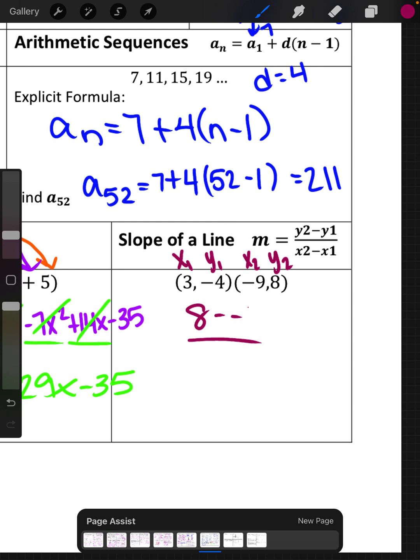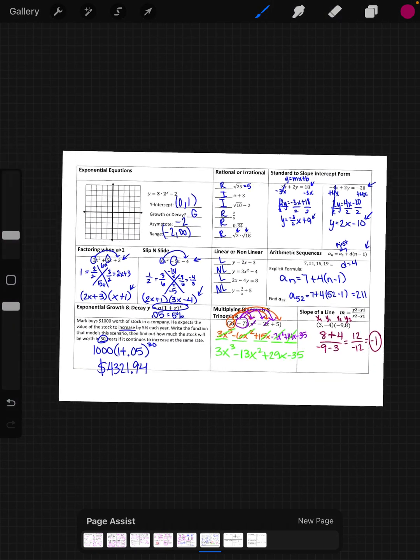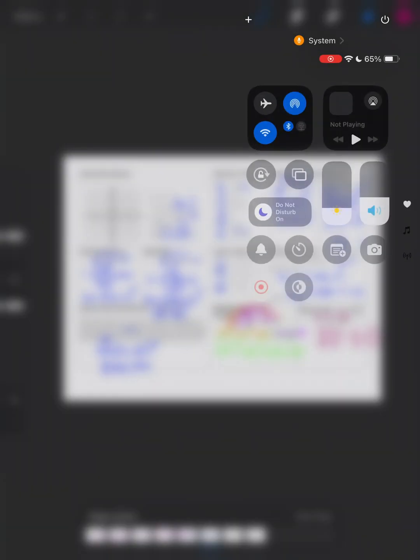So y2 would be 8 minus y1 is negative 4. I'm going to go ahead and clean that up. And then x2 is negative 9 minus x1 is positive 3. So 8 plus 4 is 12, and negative 9 minus 3 is negative 12, which is going to simplify to just a slope of negative 1. All right, we're done with that page.